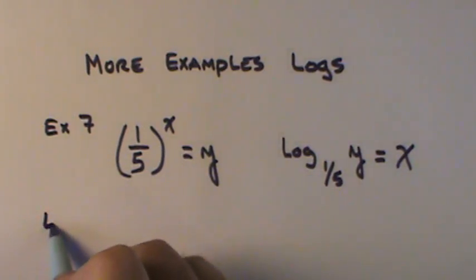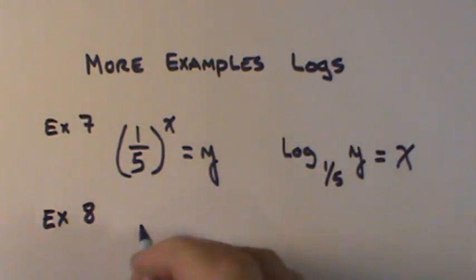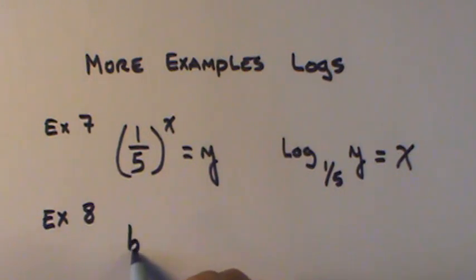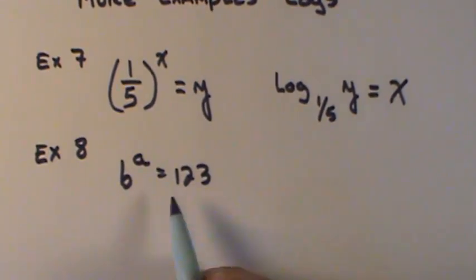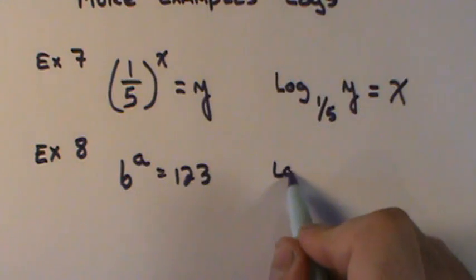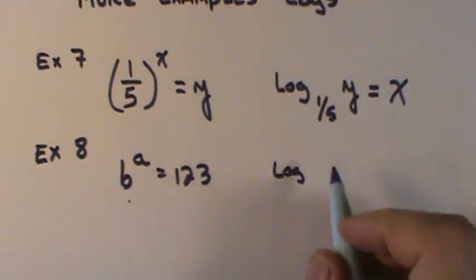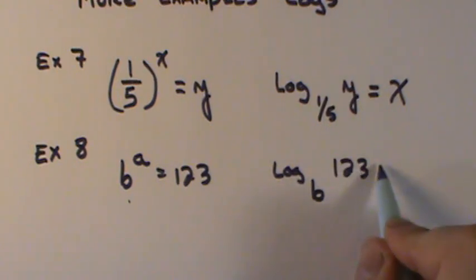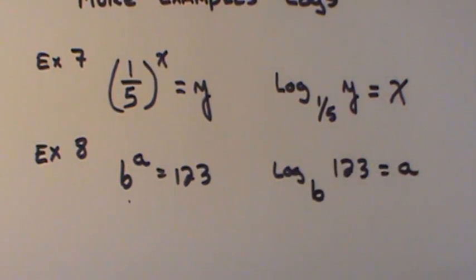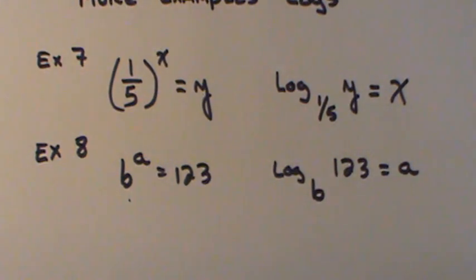Do another quick one of this, example 8. It says b to the a is equal to 123. To convert this into a log structure, you would say log base b, that's your base. Answer was 123 is equal to a. So all I'm interested in today is you learn how to use this structure of logarithms. We're going to build on this.